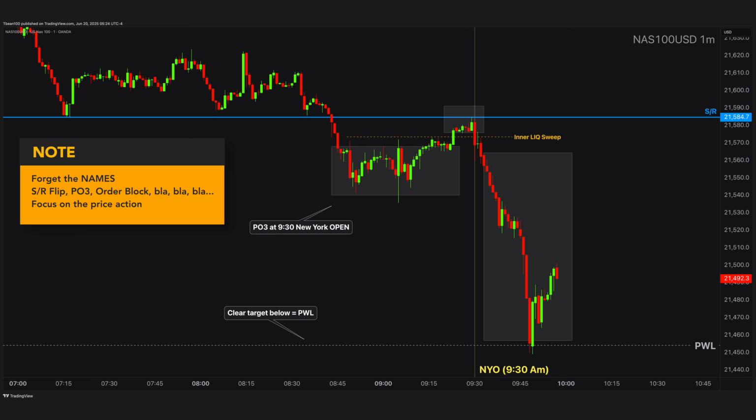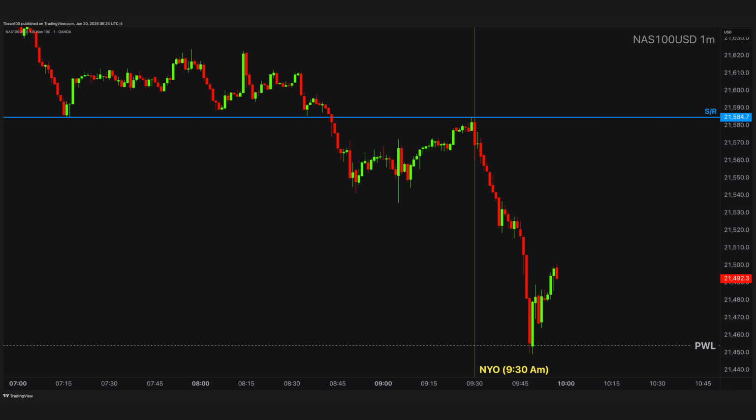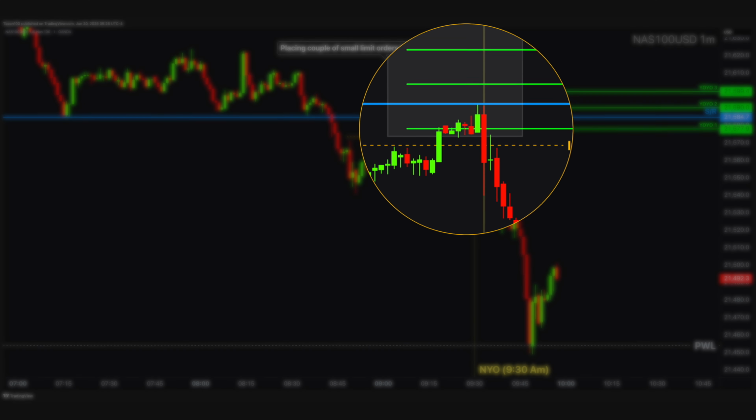I think you got the patterns and concepts here. Please do not get stuck with the names. Names are not important. What is important is reading the price action. So one way of trading this is setting small limit orders into special places like this one, basically the possible manipulation area from the PO3. This is an educated guess based on the historical data, building positions slowly into the interest areas.